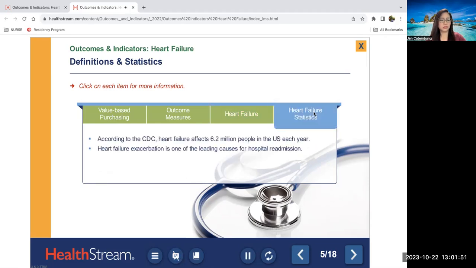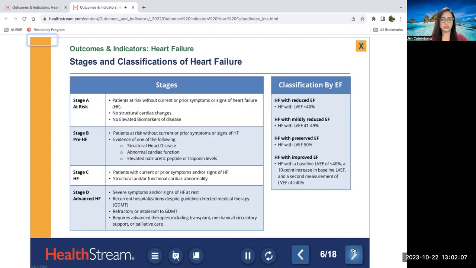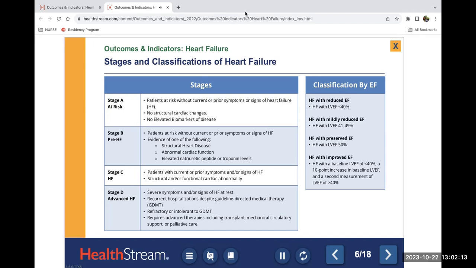According to the CDC, heart failure affects 6.2 million people in the U.S. Heart failure exacerbation is one of the leading causes for hospital readmission. Heart failure is broken down into stages and classifications by EF. This slide reviews each stage and what is expected at each stage, along with the classifications by EF. Stages are important when considering treatment options.